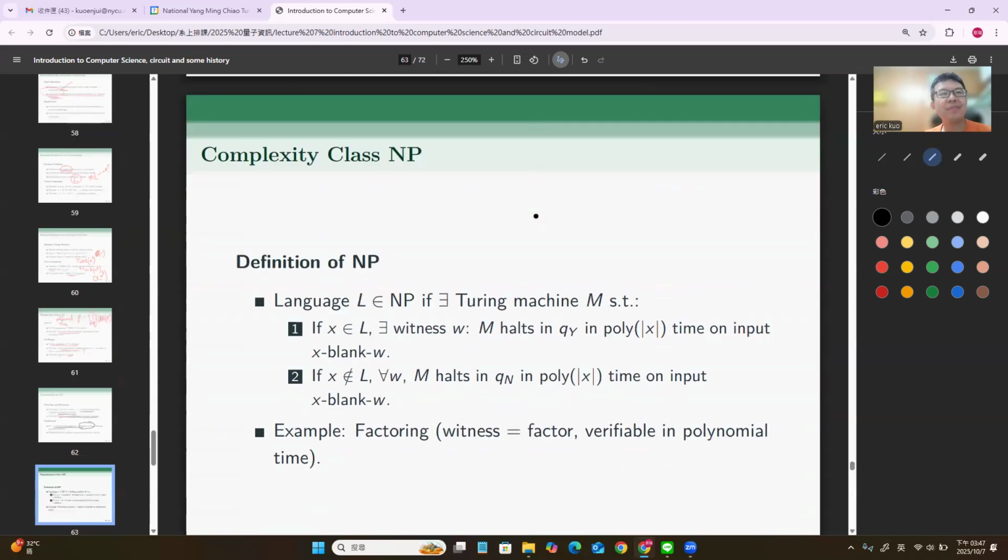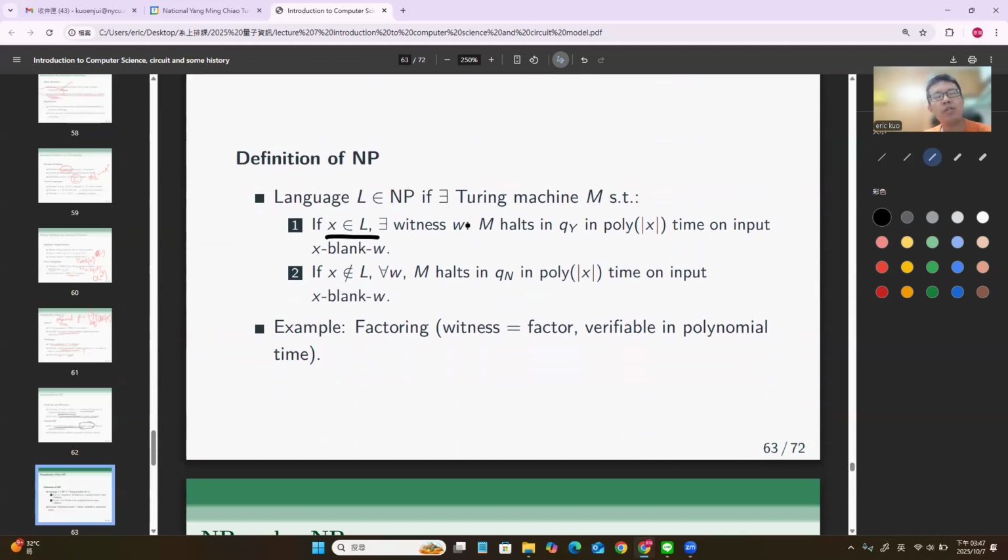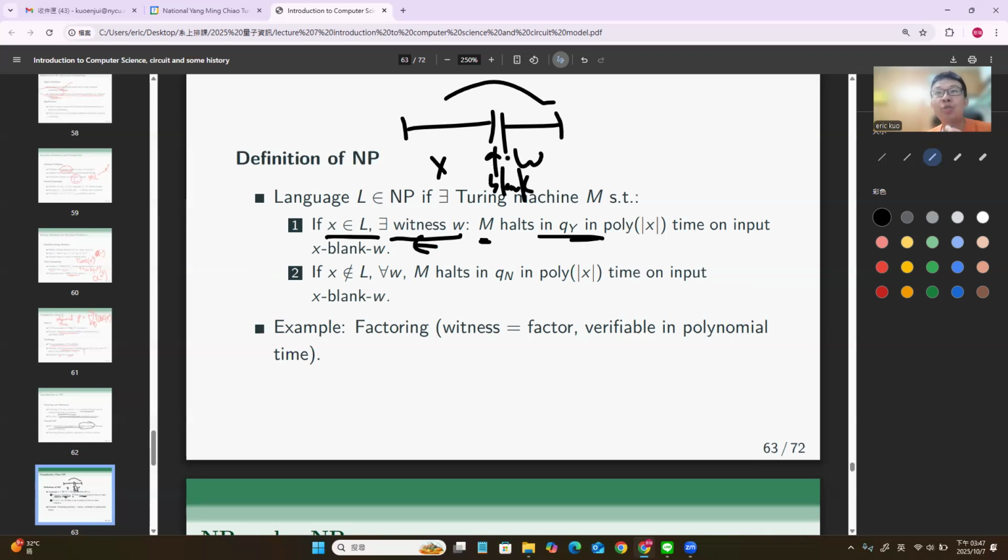The definition is that if X belongs to L, there exists a witness W such that the Turing machine N will halt in polynomial time on input X and W. So there's an algorithm: if the answer is yes, there's a short witness, and once you add this witness, you can easily check. It has two inputs, one is X, one is the witness. With this additional input, you can solve the problem.